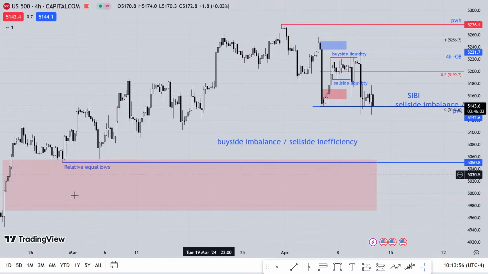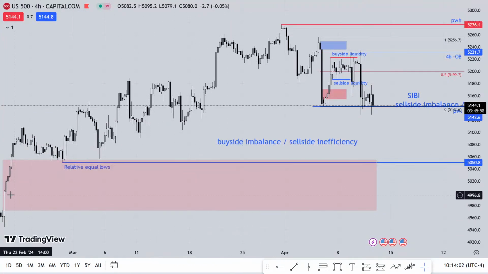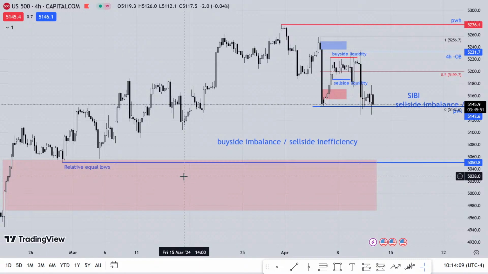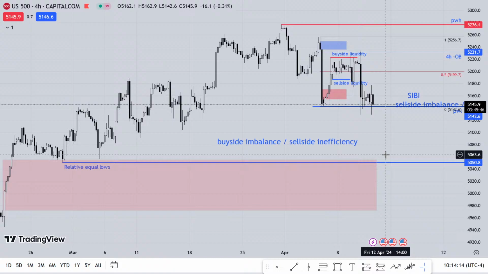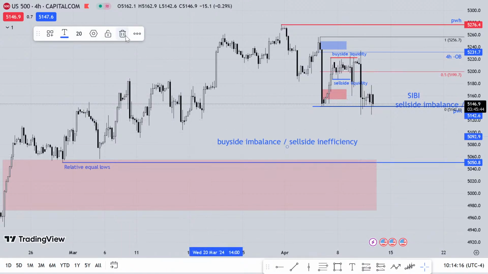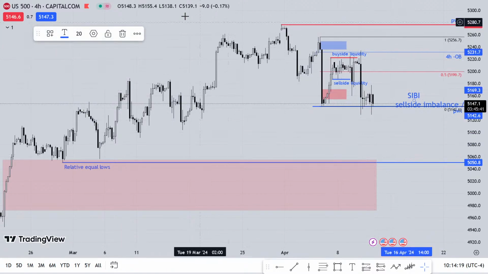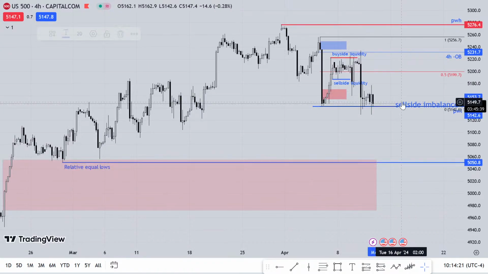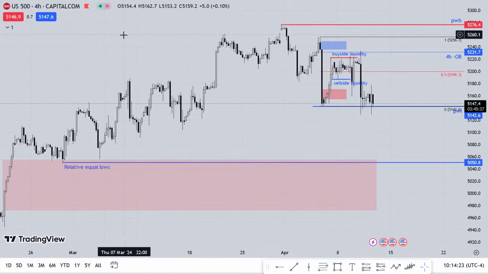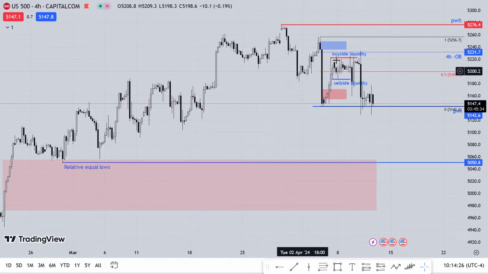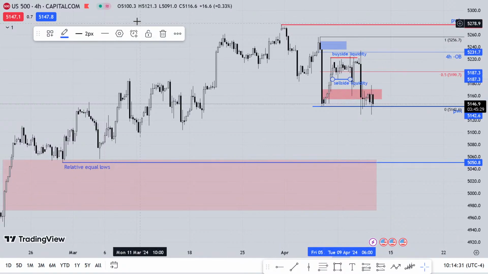So price is currently interested in these relative equal lows because it has an imbalance right below it. So we are currently interested in that. So let's focus on today's price action. That is enough for the long term. So let's take all of this off and just draw this out in time.